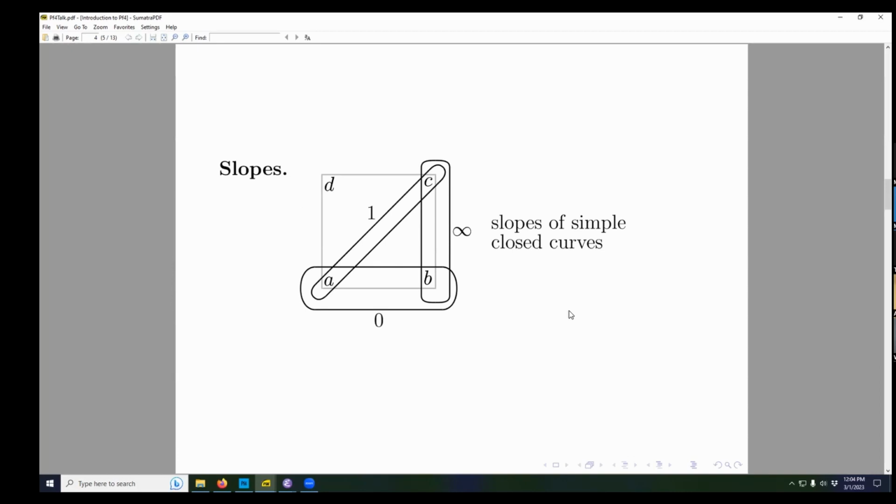Simple closed curves in our square pillowcase, which are neither peripheral nor null homotopic, all have slopes. Here are a few examples. The edges of the square pillowcase which are horizontal are core arcs for simple closed curves with slope 0, such as this one. Here's a simple closed curve. It has core arc the bottom edge of our square pillowcase. It has slope 0. The vertical edges of the square pillowcase are core arcs for simple closed curves with slope infinity. And we also have here a simple closed curve with slope 1.